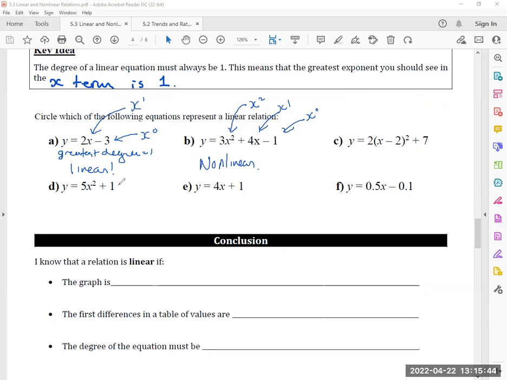Let's do D. What's the largest exponent you see? So the greatest degree, the biggest degree that we see, so the largest, is a 2. So it's nonlinear.